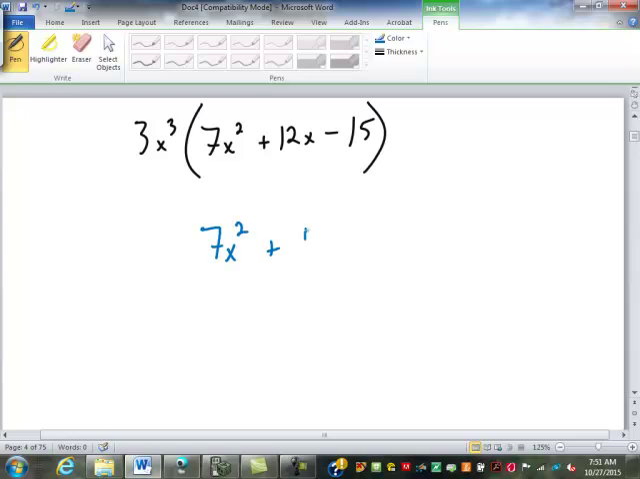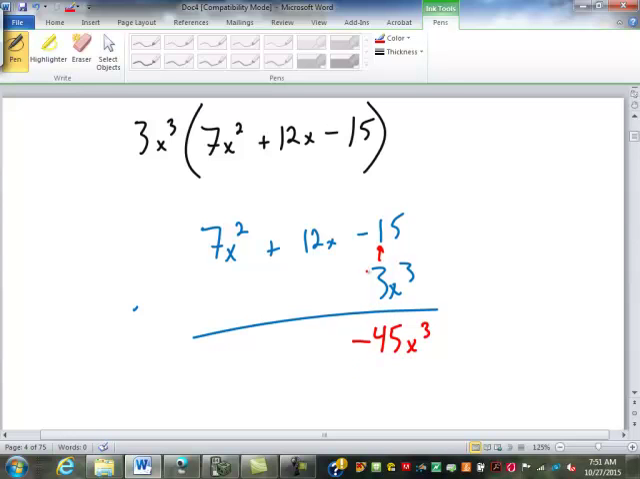Well, let's do the 7x squared plus 12x minus 15 times 3x to the third. So technically, if we're doing it this way, the first thing we would do is 3x to the third times negative 15 is negative 45x to the third. Good. And then 3x to the third times 12x is a positive 36x to the fourth. And 3x to the third times 7x squared is 21x to the fifth. How many of you got that?